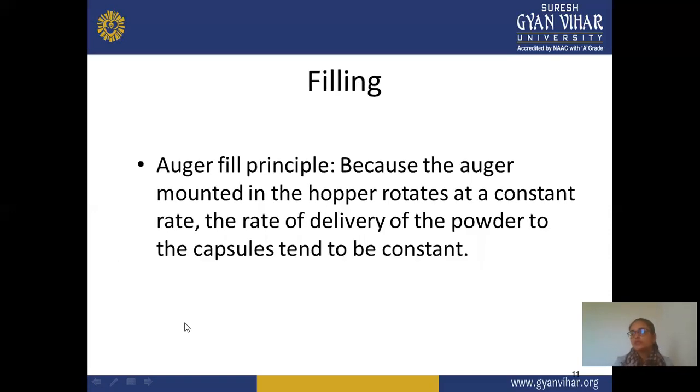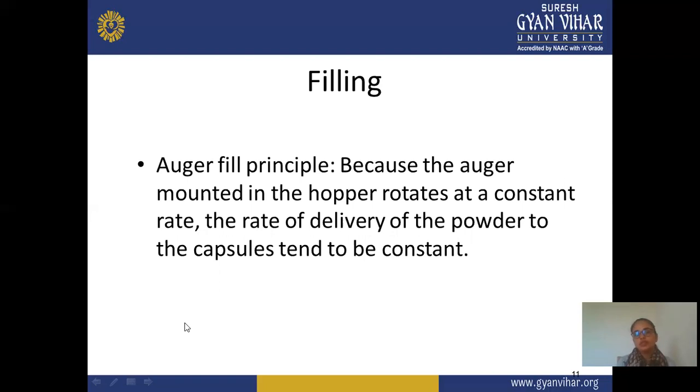Next step is filling. First is rectification, second is separating the cap and body parts, and third is filling. In this, you fill the formulation, such as tablets, powder, granules or beads, into the body part of the gelatin capsule. Some machines or filling techniques are used for this. The auger fill principle is mainly used for filling the formulation into hard gelatin capsules.